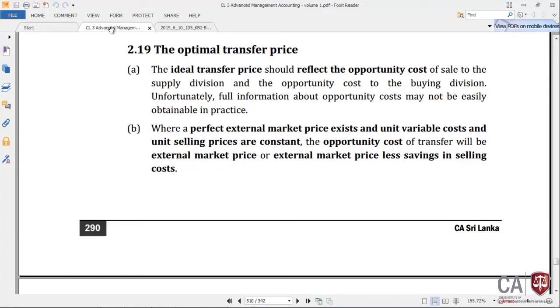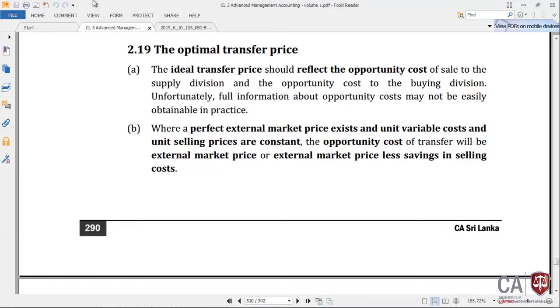highlight the important areas. Part A, the ideal transfer price should reflect the opportunity cost of sale to the supply division and the opportunity cost to the buying division. Unfortunately, full information about opportunity cost may not be easily obtainable in practice.